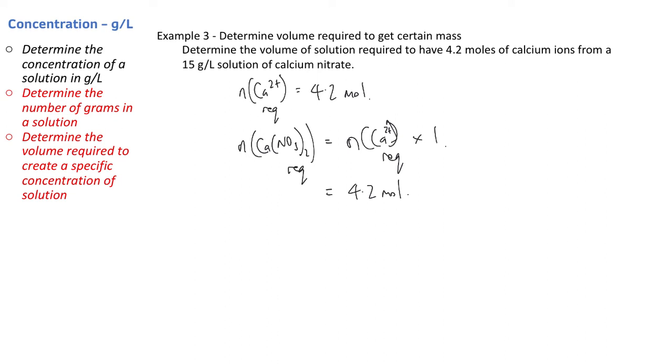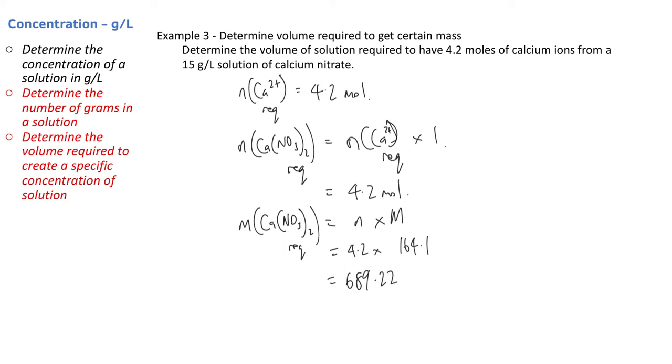Then you can work out the mass of calcium nitrate required, because if we can work out the mass, we can work out how many liters we need to get that mass. So we take that 4.2, the number of moles, times the molar mass, which is 4.2 times 164.1, which happens to be 689.22 grams. So that's the mass of calcium nitrate we require.